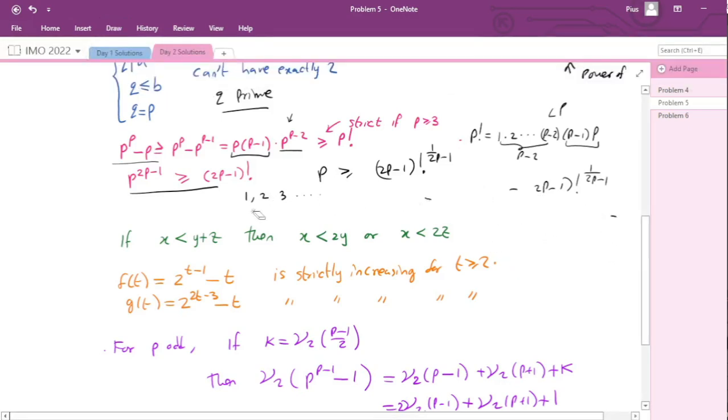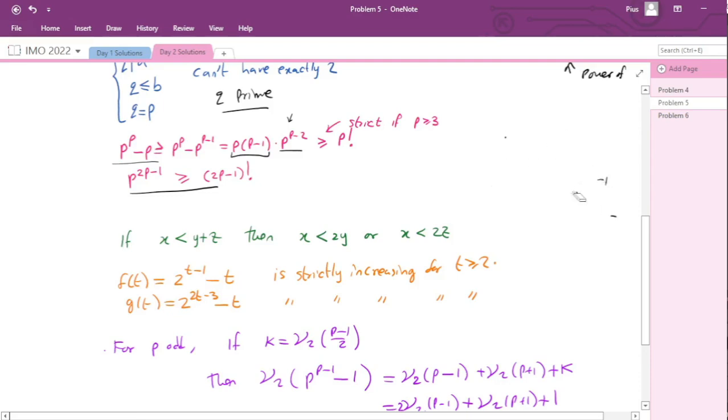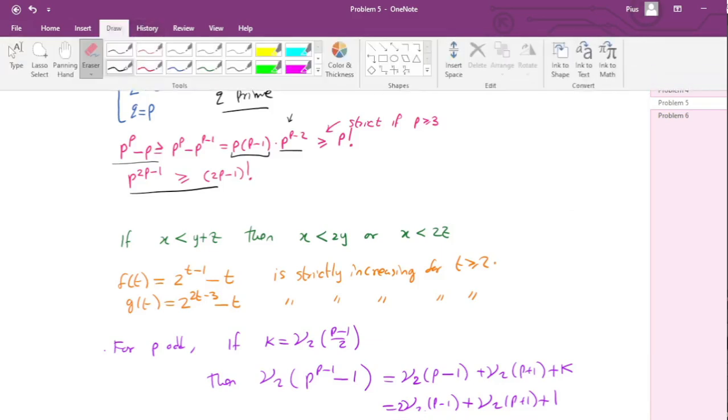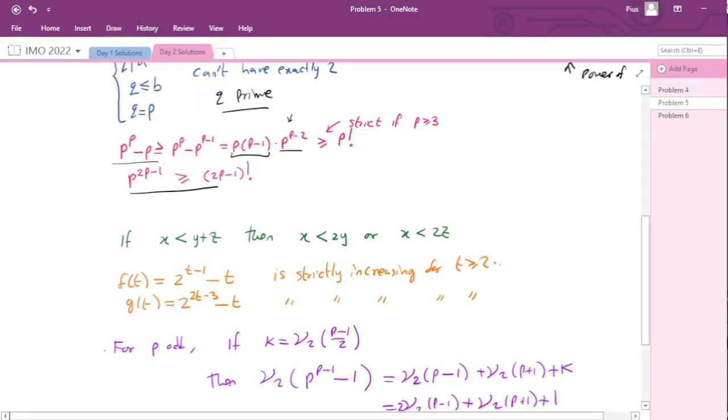So the next step, we're going to look at a function, or two functions very similar, so f and g. We want to just get some basic ideas about how it behaves for positive integers. Okay, so we're going to show that these functions are actually increasing for t greater than or equal to 2.